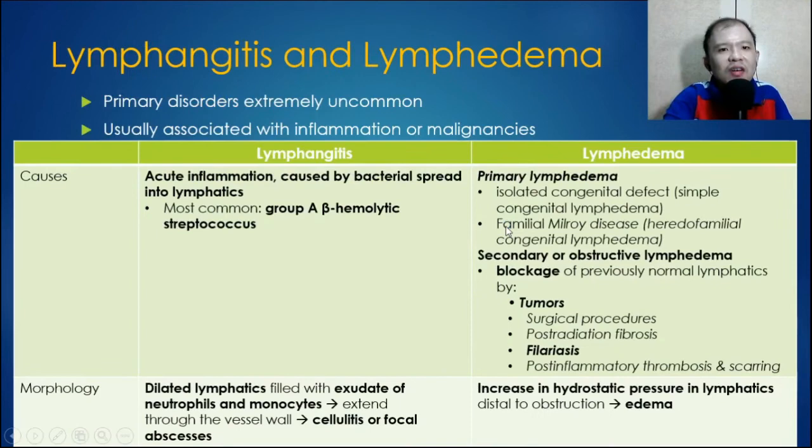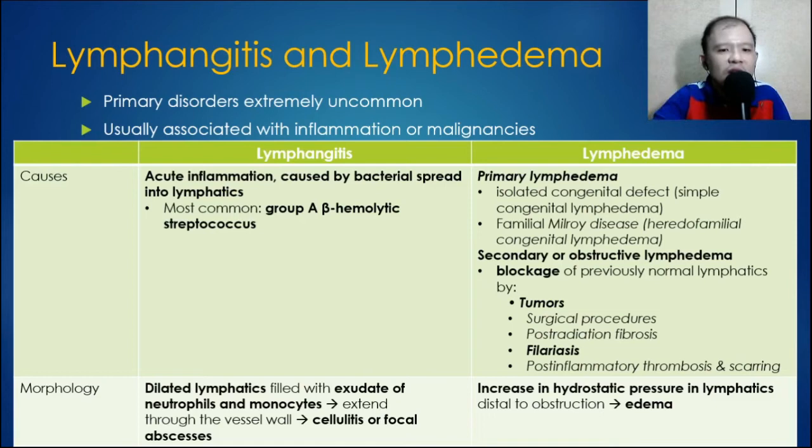Lymphangitis and lymphedema. These are inflammation, okay. But they can be differentiated because the inflammation in lymphangitis is secondary to an infection. In lymphedema, it's secondary to an obstruction. Tumors also have parasites, filariasis. So you have obstruction in the outflow of the lymphatics.